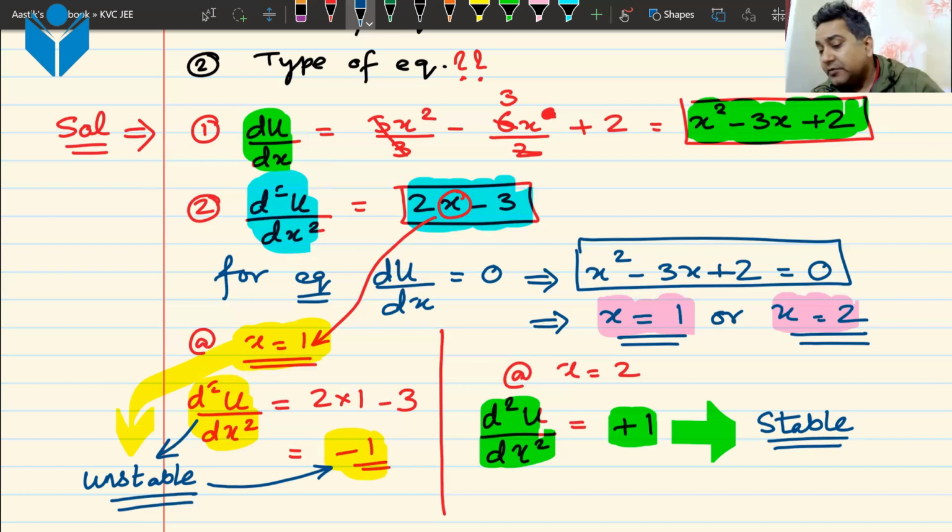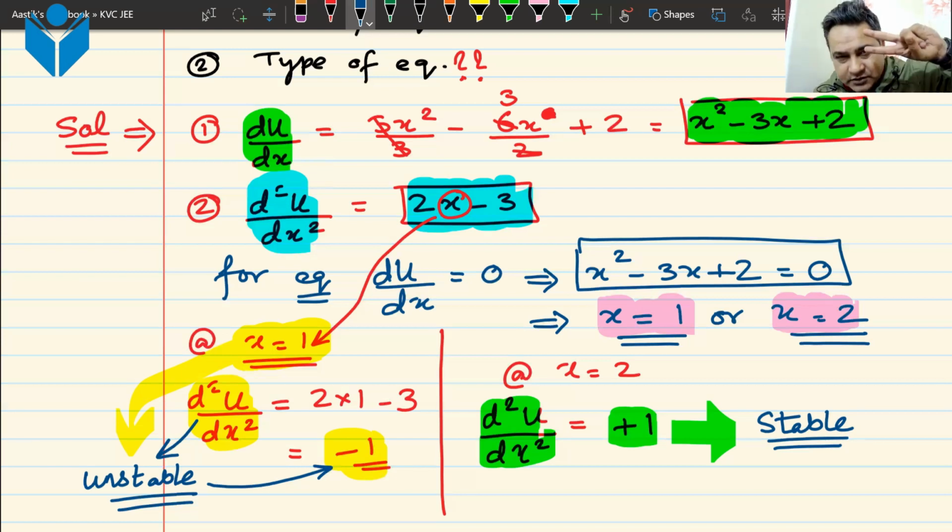If you have more than 1 point of equilibrium, for example, 2 points of equilibrium, it is sure what? One is unstable and another is stable. Yes, that is the result that we have to understand.